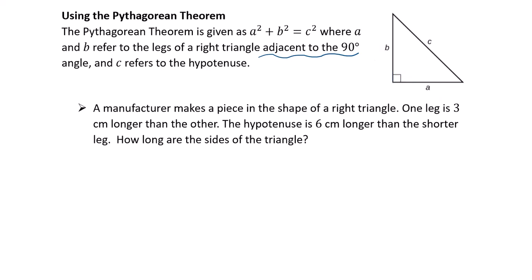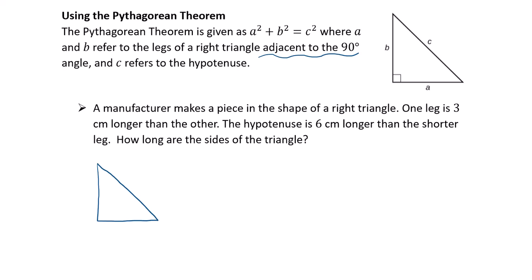So let's see how we apply this. A manufacturer makes a piece in the shape of a right triangle. One leg is 3 centimeters longer than the other. The hypotenuse is 6 centimeters longer than the shorter leg. So how long are the sides of the triangle? Well, let's go ahead and draw a right triangle so we can start labeling. It does not have to be to scale. We just want to get our thoughts kind of diagrammed out.